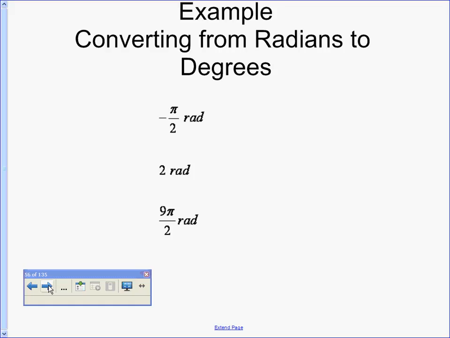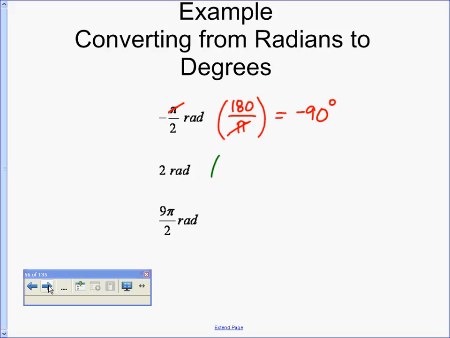In the first one, we've got negative pi over 2 radians. We are going to this time multiply by the 180 over the pi. In most cases, as long as your radian measure has a pi in it, then the pi's will cancel. And so you're left with a 180 over negative 2, which gives us negative 90 degrees.